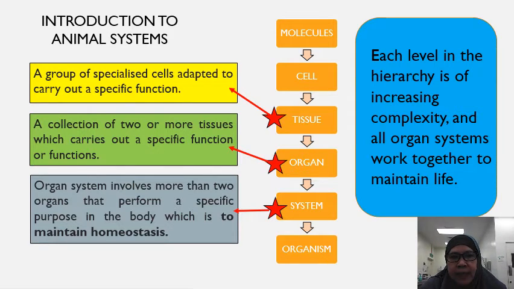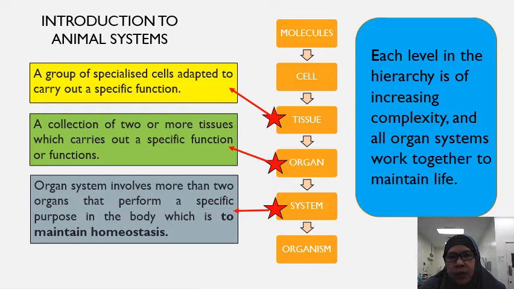But before we start anything, you must know how to define all these 3 levels. So what is tissue? Tissue is defined as a group of specialized cells adapted to carry out a specific function. Whereas an organ is a collection of 2 or more tissues which carries out a specific function or functions. Another one is system. In a system, we look at more than 2 organs that perform a specific function in the body, and the main purpose of a system is to maintain homeostasis.